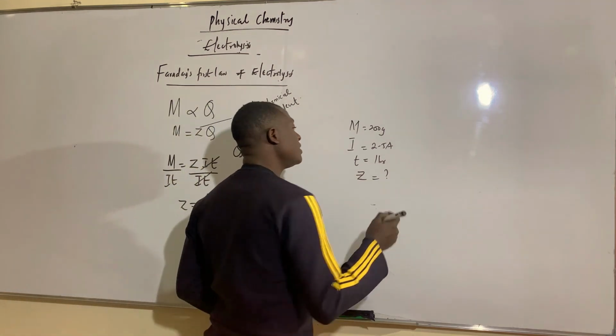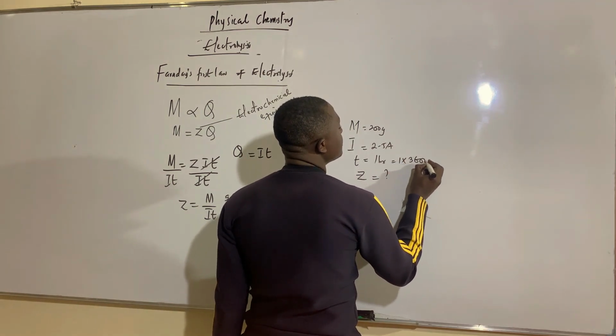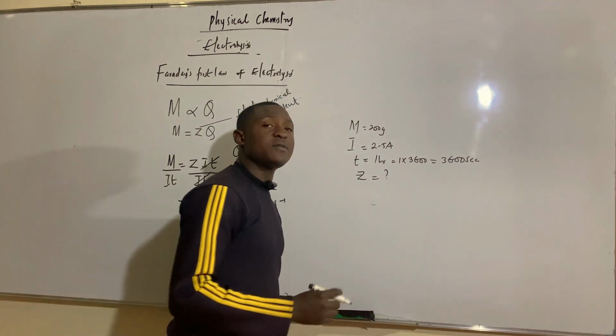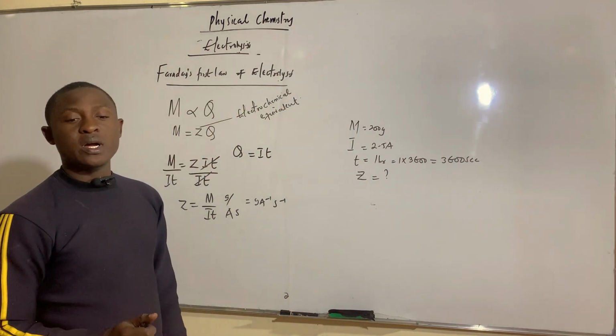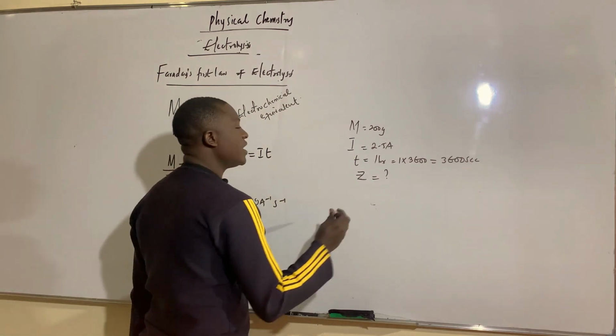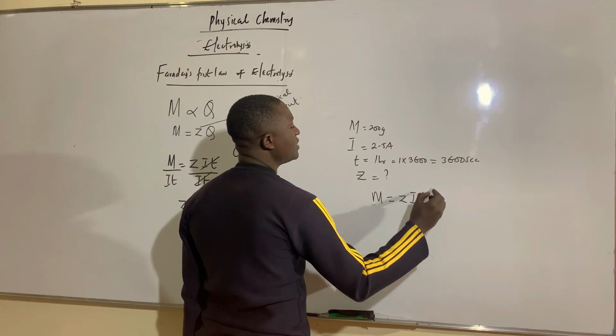So from here, since I have 1 hour, this is nothing but 1 times 3,600. So what we have here is 3,600 seconds, because if you are given time in minutes or hours, you have to convert that time to seconds. So from the formula we have here, we said M is equal to ZIT.